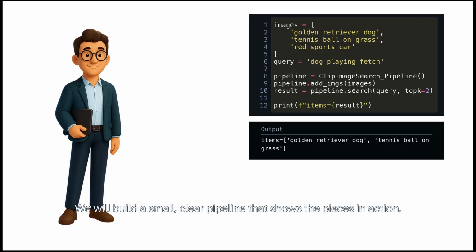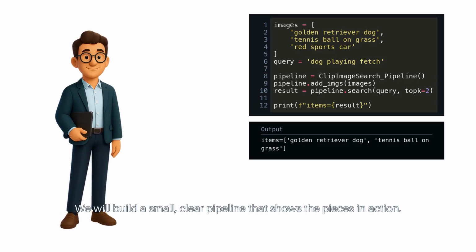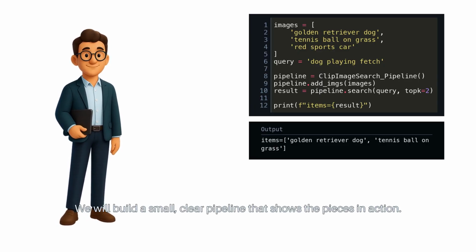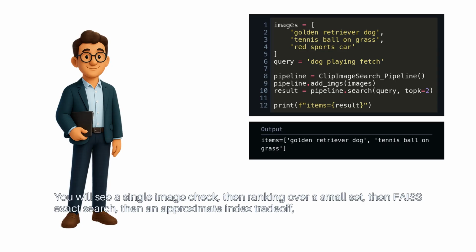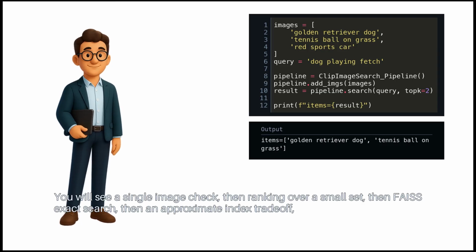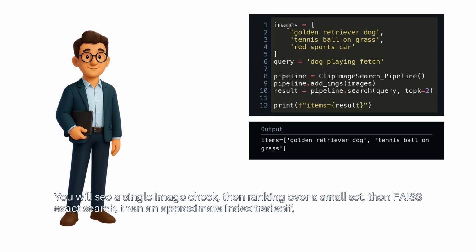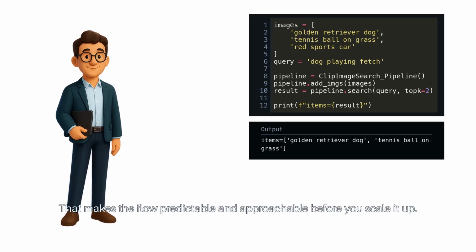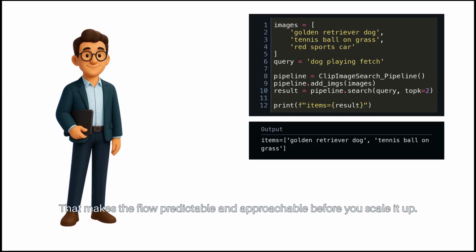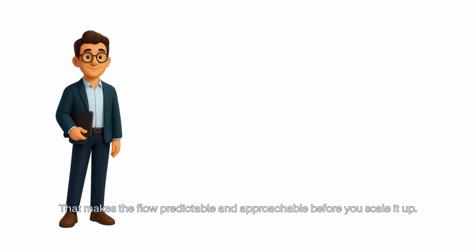We will build a small, clear pipeline that shows the pieces in action. You will see a single image check, then ranking over a small set, then FAISS exact search, then an approximate index trade-off, and finally prompt ensembling plus re-ranking. That makes the flow predictable and approachable before you scale it up.